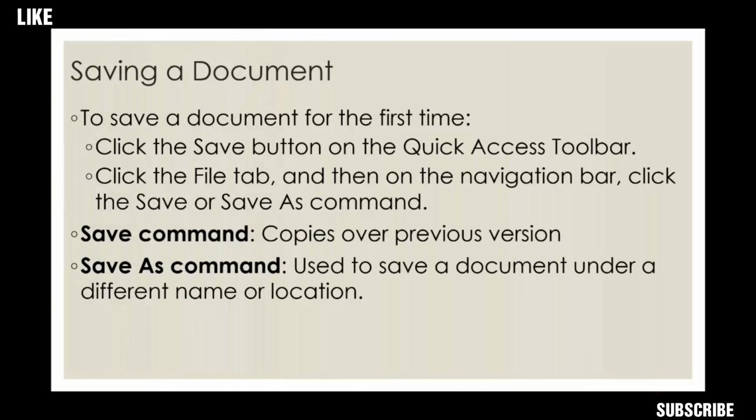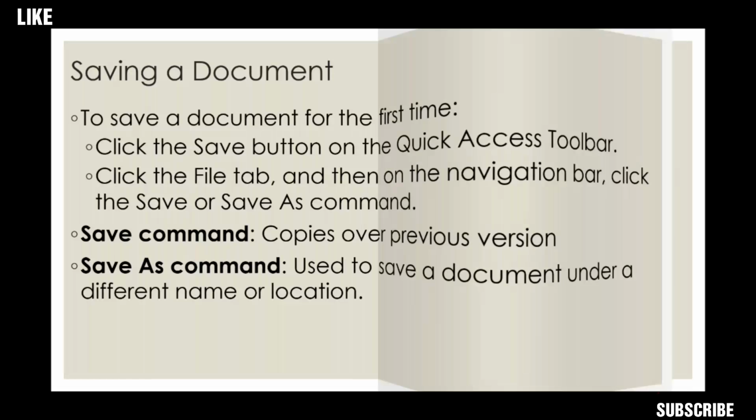Saving a document. To save a document for the first time, click the Save button on the Quick Access toolbar. Click the File tab, and then on the navigation bar, click the Save as command. Save command copies over previous version. Save as command, used to save a document under a different name or location.